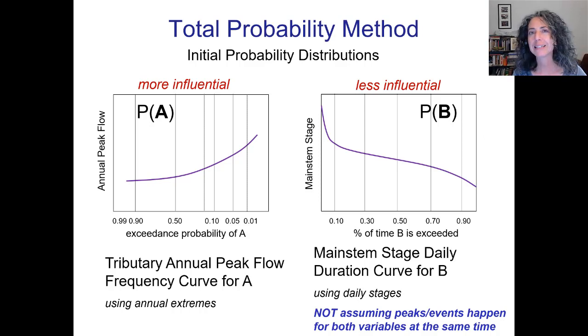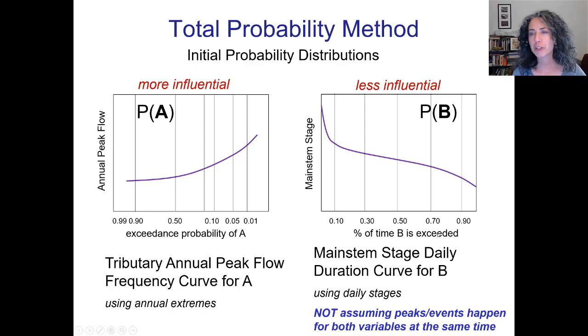Now, I had said back in the time series analysis lecture that we can't really estimate probability from daily stages because they're not independent of each other, but that sometimes we do. In this case, we're going to estimate stage on any given day from the duration curve based on my daily stages. So I'm assuming in this case that flood events on A are happening when we don't necessarily have a flood event on B.